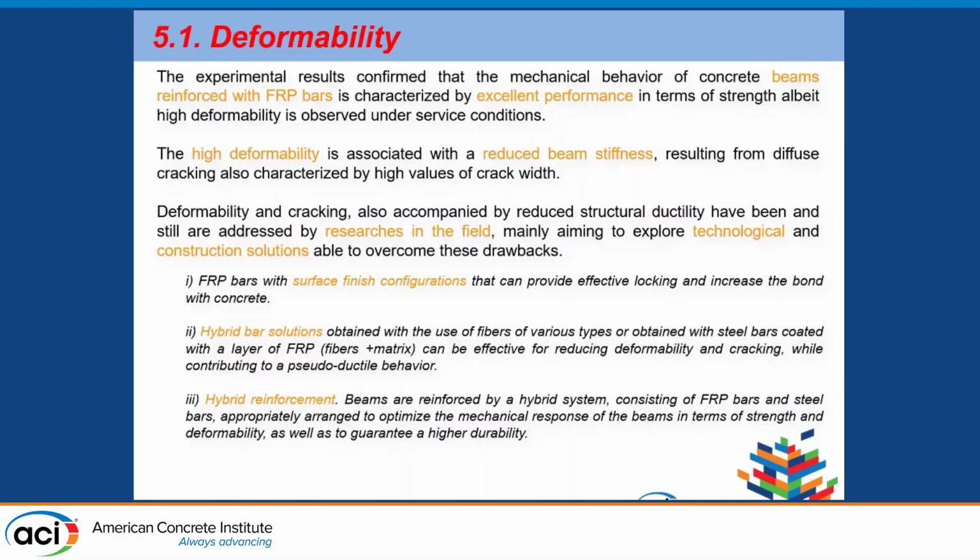Some of the solutions that the author suggests to overcome this issue are, for instance, the use of FRP rebar with different surface finish configurations, which may improve the mechanical interlock between the bar and the concrete, so having an improvement also in the bond behavior. Another solution is the development of hybrid bars, for instance using various types of fiber, or maybe using steel bars coated with a layer of FRP, which can be effective for reducing deformability and cracking, while still contributing to a pseudo-ductile behavior.